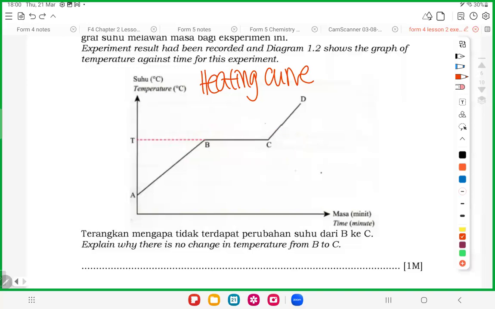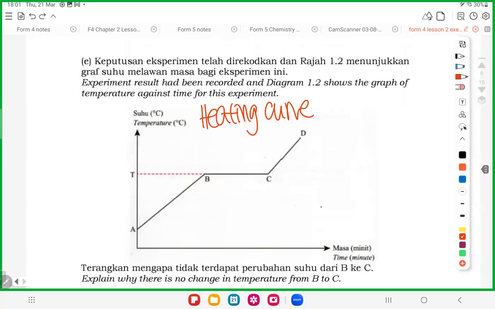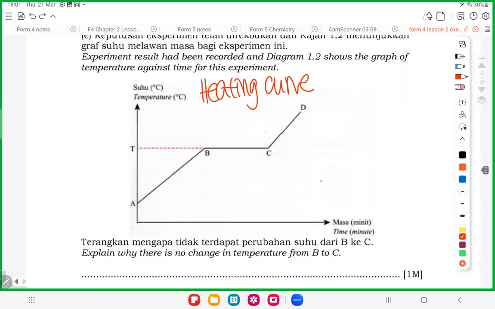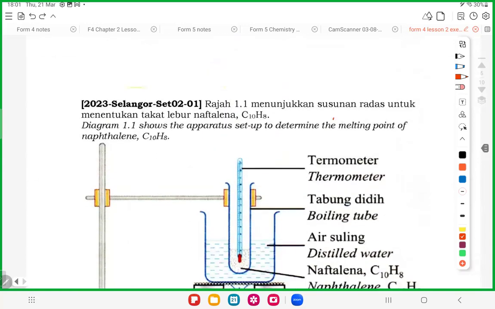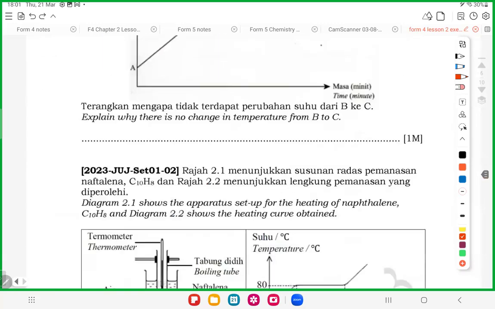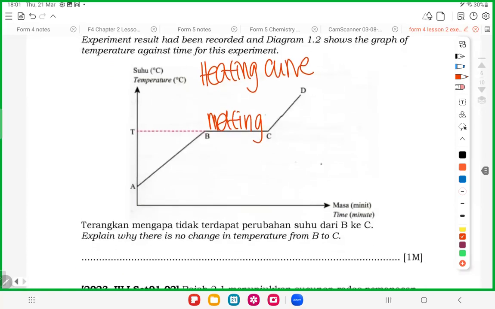All right. So guys, how to know this process is melting or boiling? If you read back the question, this entire question just now, they say melting point, right? So you know already this should be melting. So now, why during the melting process did the temperature not change?